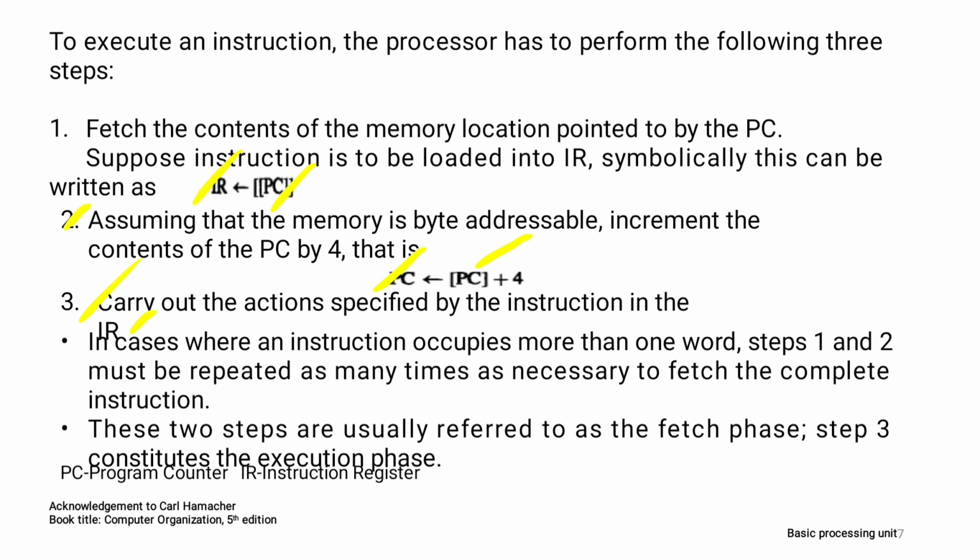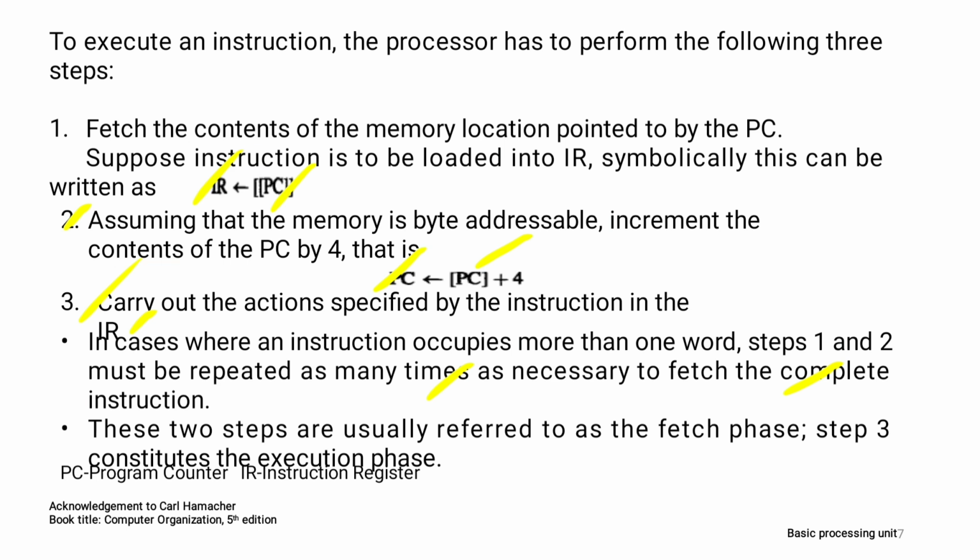So that first instruction which was loaded in the instruction register, the operations specified in that instruction have to be carried out. In case an instruction occupies more than one word, steps 1 and 2, meaning fetching the instruction from memory into the IR and advancing the program counter content so as to point to the next memory location, must be repeated as many times as necessary to fetch the complete instruction.